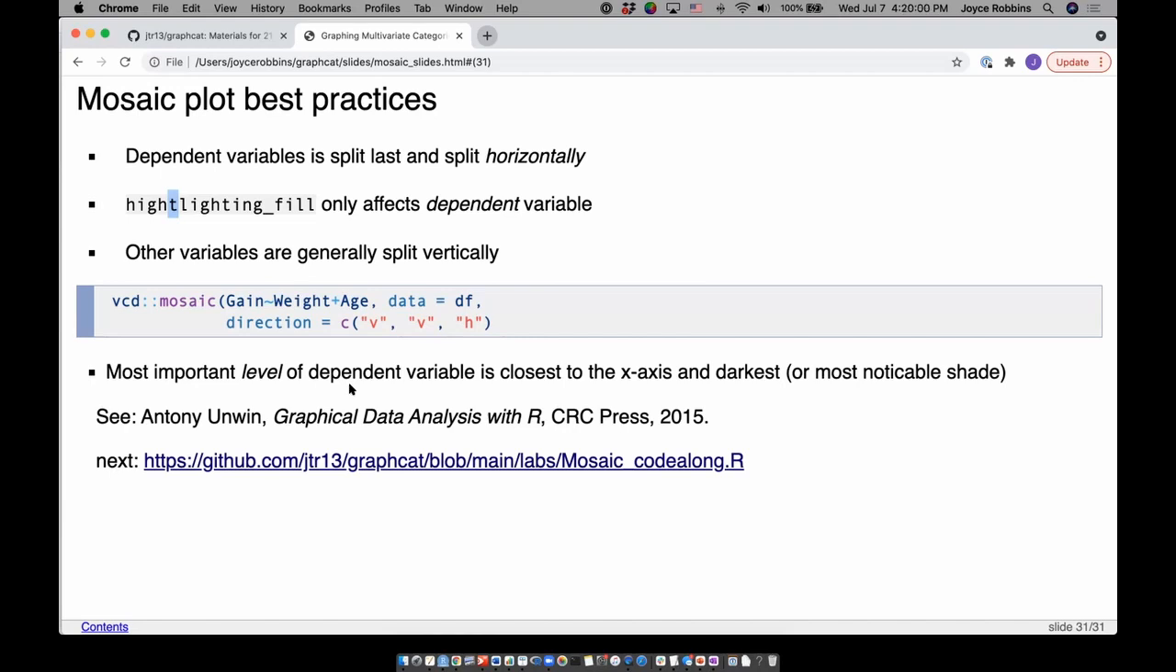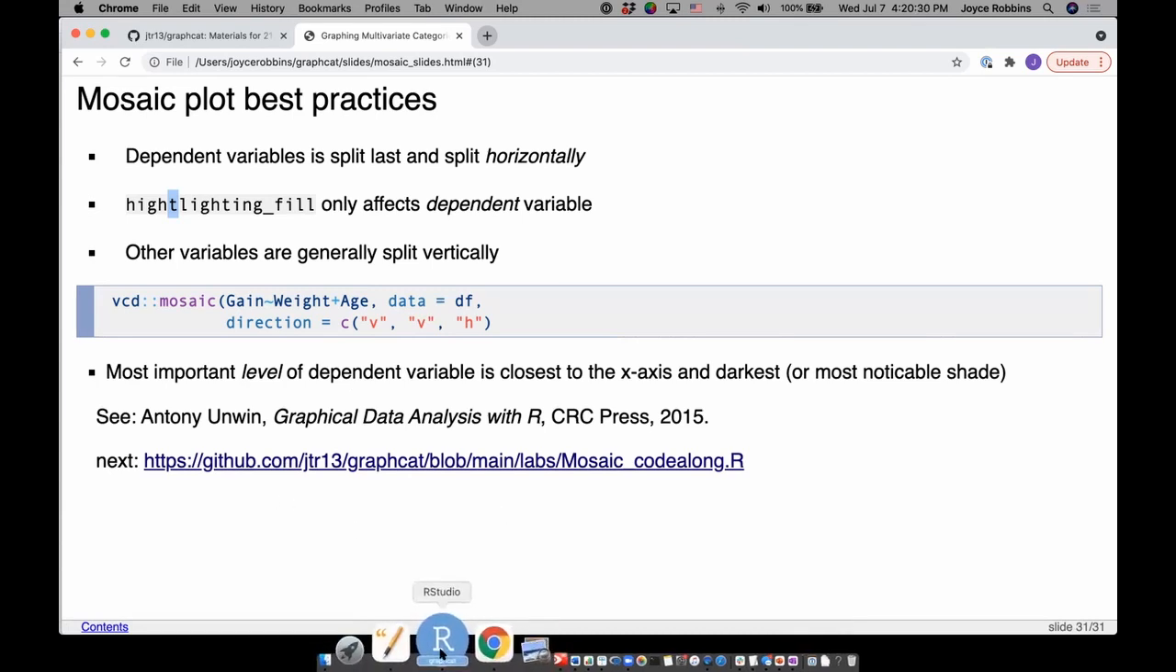And I like to use the forcats package. There's a lot of nice functions there for recoding, relabeling, lumping things together. I don't have time to go into a lot of that today, into really any of that today, but it is in my code, so you can look at it and see and ask questions about it. So we're going to go to the mosaic code along. Here's the reference for more from Antony Unwin.